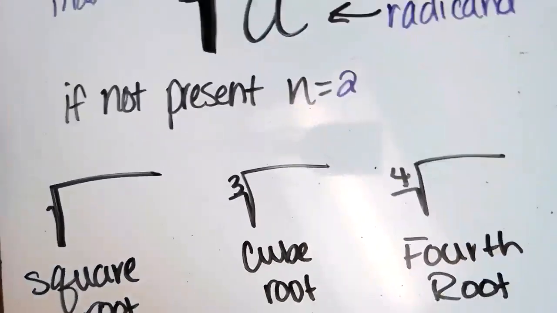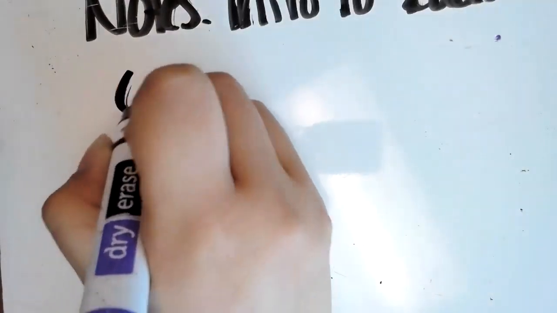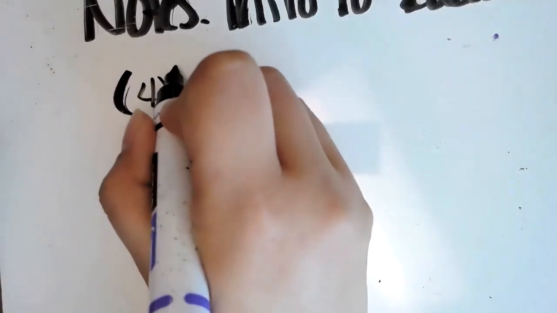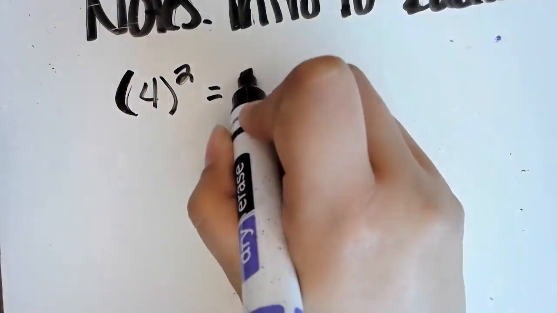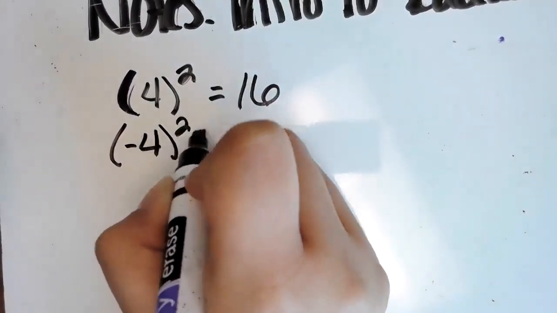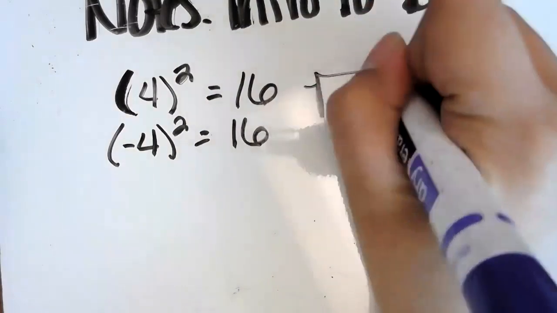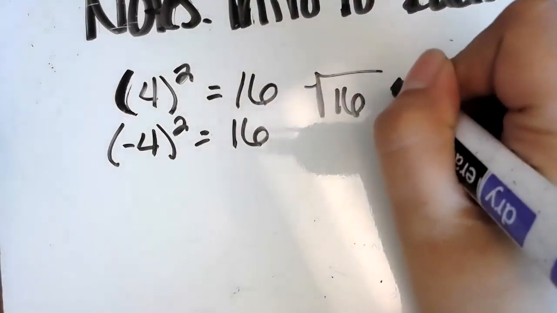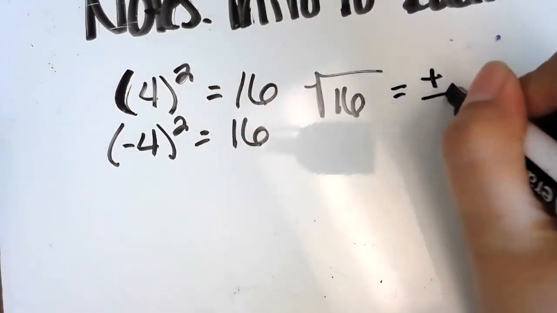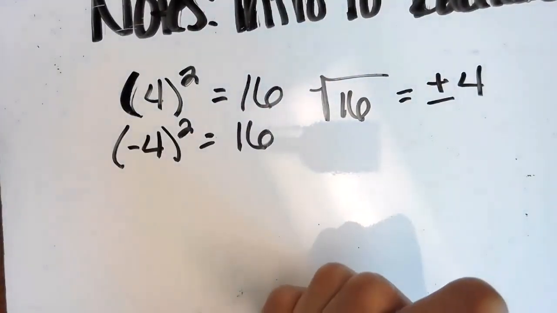So let's talk about some solutions to these. If you have, let's say, 4 and you square it, you get 16. But let's say you square negative 4. You also get 16. So when you're taking the square root of 16 and looking for all possible roots, you're going to want the plus or minus 4 because positive 4 and negative 4 both give you 16.